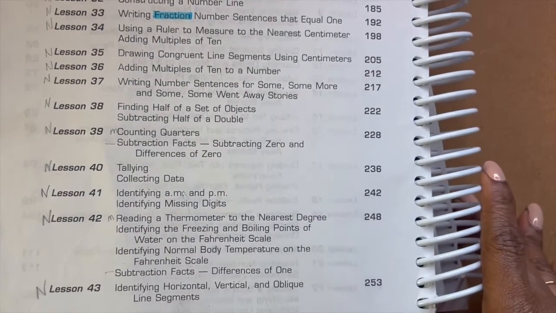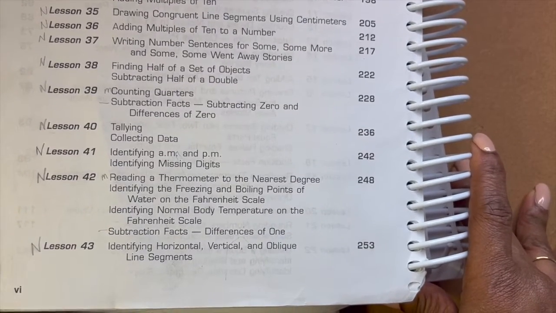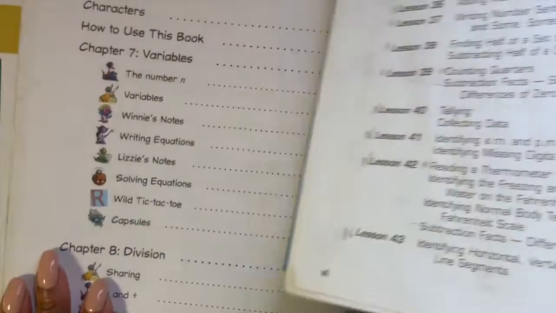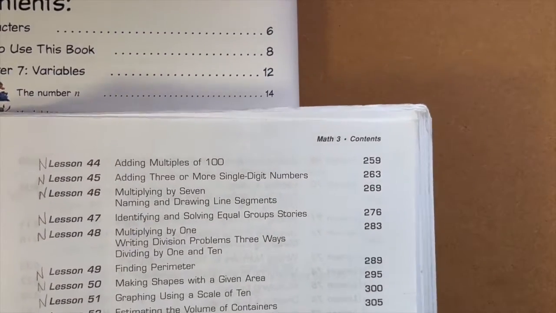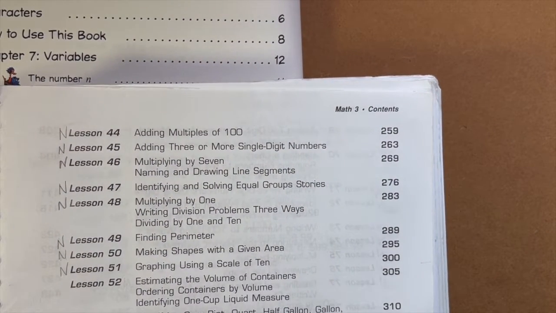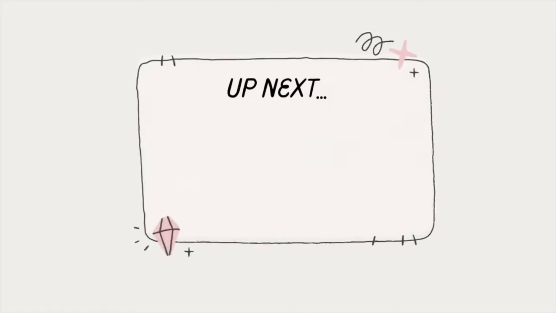42, reading a thermometer. Okay, body temperature, Fahrenheit scale. 43 is line segments. 44, you're adding multiples of 10, and then lesson 45, adding three or more single-digit numbers.